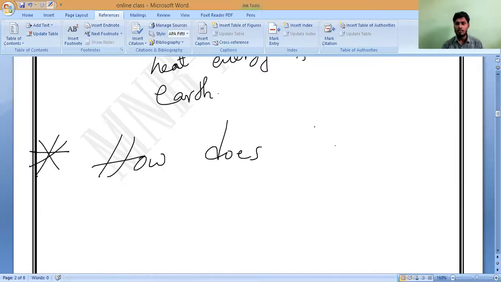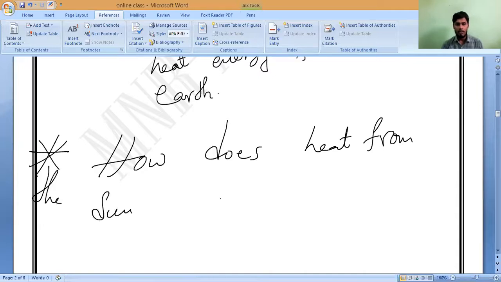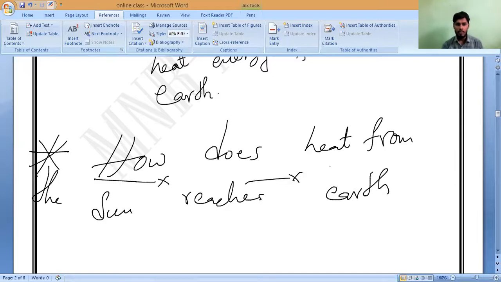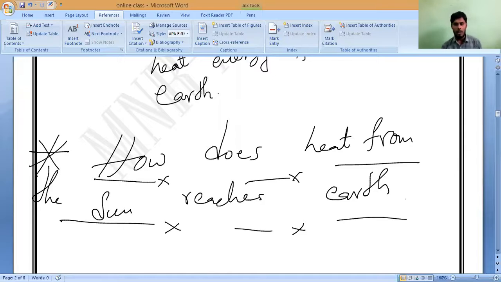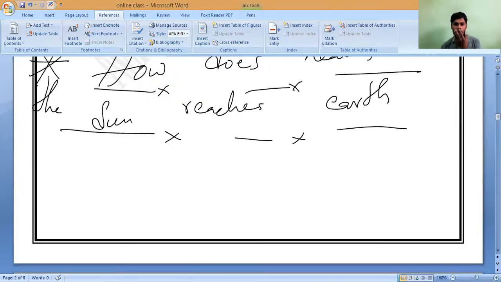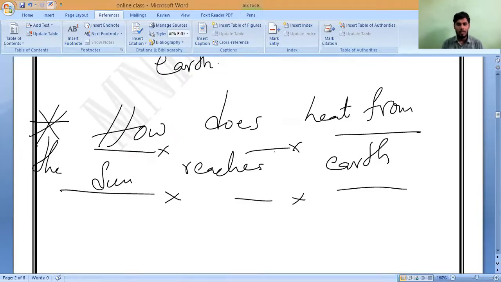How does heat from the sun reach earth? It is a side heading. Do you understand that? Side heading. Yes, sir. Reaches earth. So how does heat from the sun reach the earth?